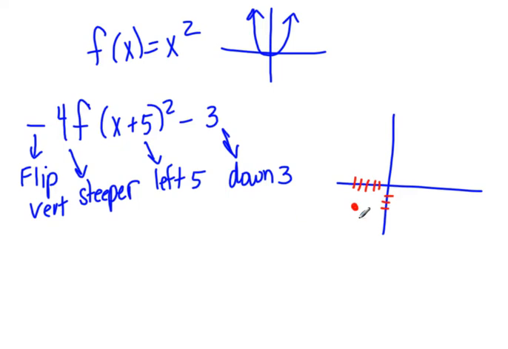The negative would flip it vertically, and the 4 would make it steeper. So instead of it opening up that much, it's going to have a less wide opening because it's steeper. All right, I hope that helps with those.